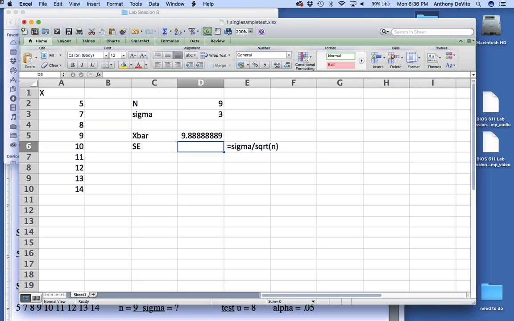Right, so that's going to be equal to 3 divided by the square root of 9, which is 3. So that's going to be equal to 1. Standard error is going to be equal to 1.